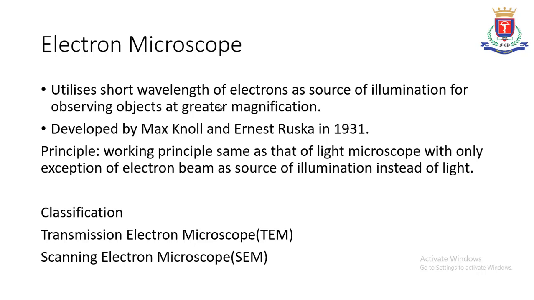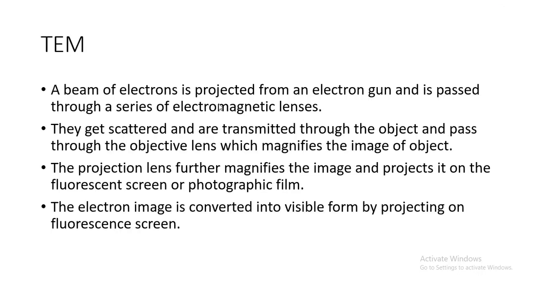Now, under this electron microscope, they can be classified into transmission electron microscope and scanning electron microscope. So first we will move on to transmission electron microscope. In transmission electron microscope, a beam of electrons is projected from an electron gun and is passed through a series of electromagnetic lenses. They get scattered and are transmitted through the object and pass through the objective lens, which magnifies the image of the object.